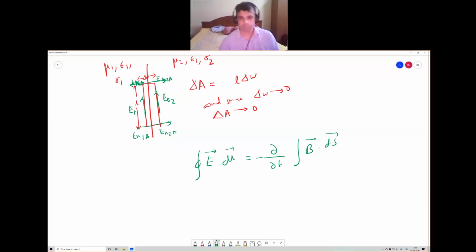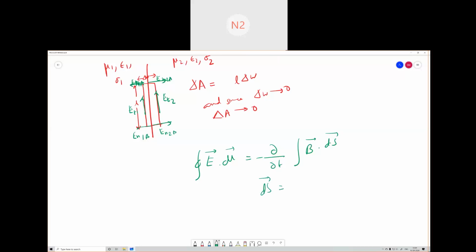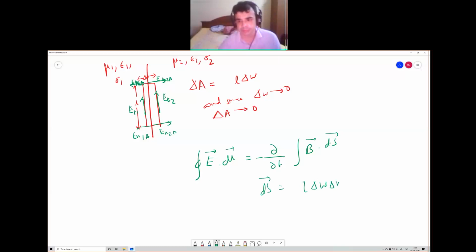Yes, sir. But what is ds? ds is here L delta W, delta N or N cap. Since this is tending to 0, ds should also tend to 0. Since delta W is very, very small, ds will also be very, very small. The area will be very small.